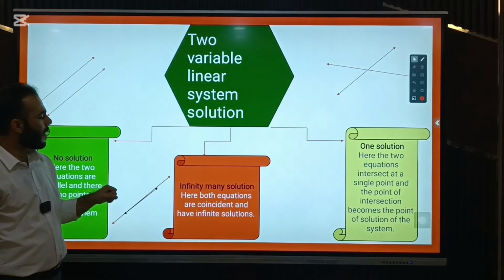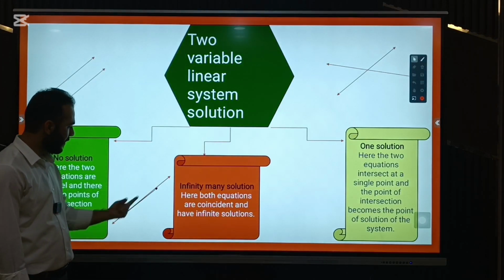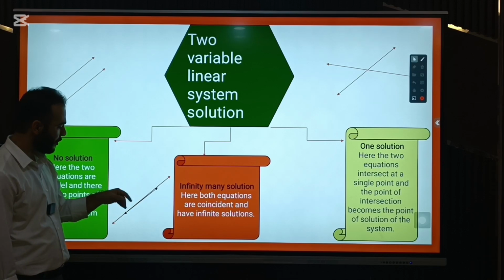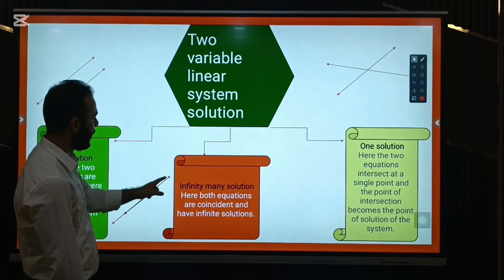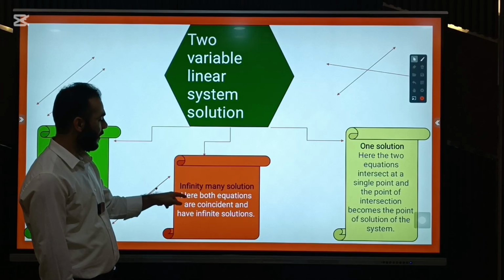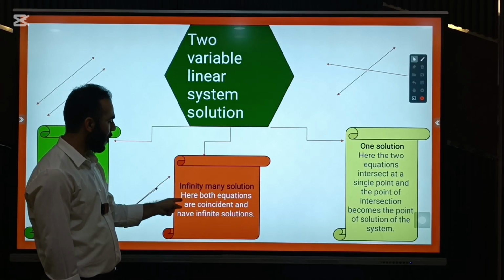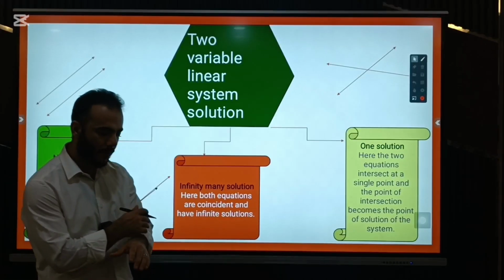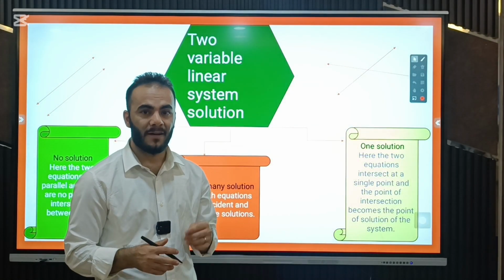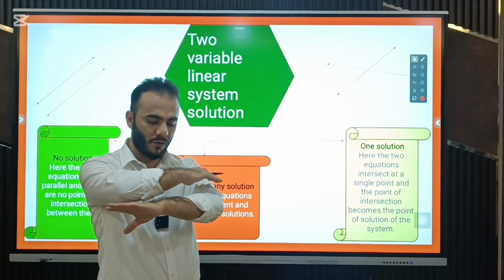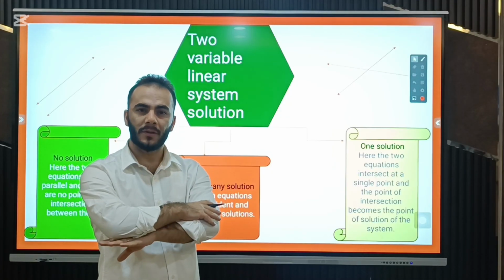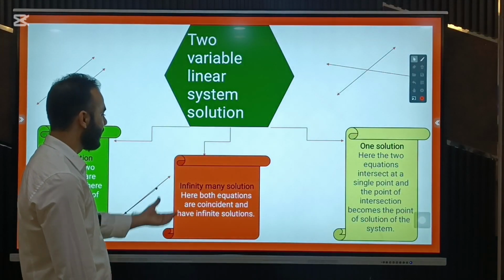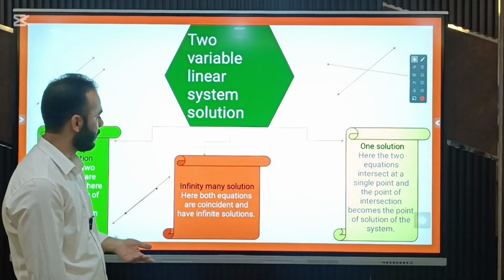Okay. The next one is infinitely many solutions. As you can see, these two graphs are coincident on each other at every single point. So infinitely many solutions means that in that case, both equations are coincident and have infinite solutions. So when our system has two equations and they are exactly over each other at every single point, which means they are coincident, in that case we are going to have infinite solutions.